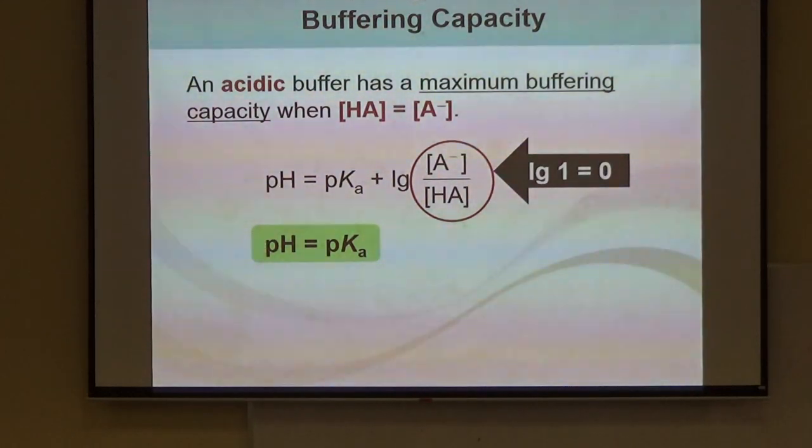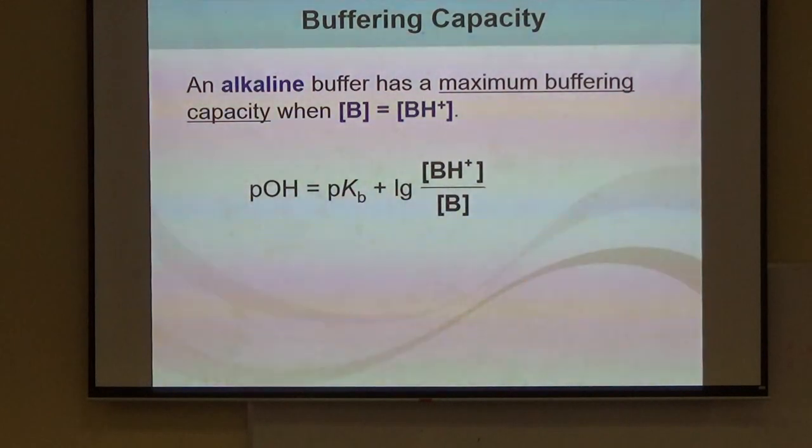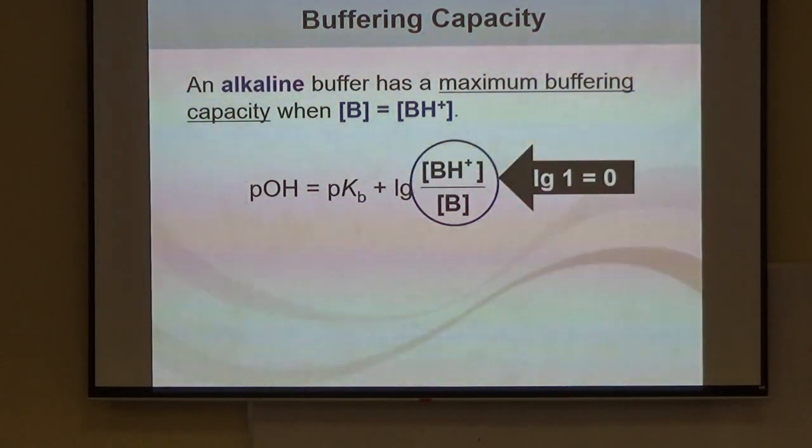Similarly, for an alkaline buffer, maximum buffering capacity is when the concentration of the base is equal to the concentration of the salt. For BOH, the ratio of B, the salt, to the base is 1, log 1 is 0, then pOH equals pKb.